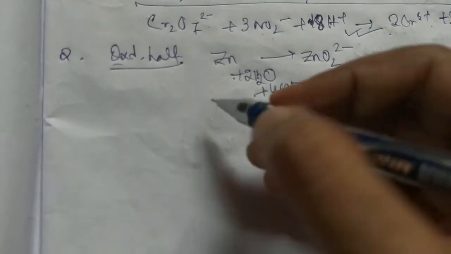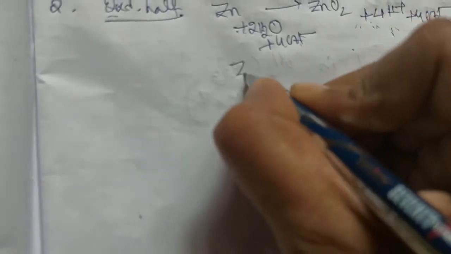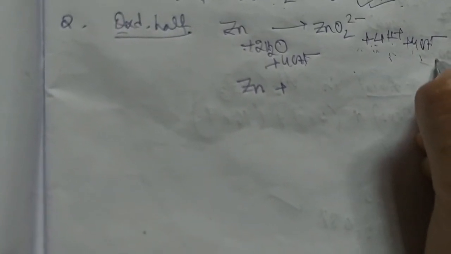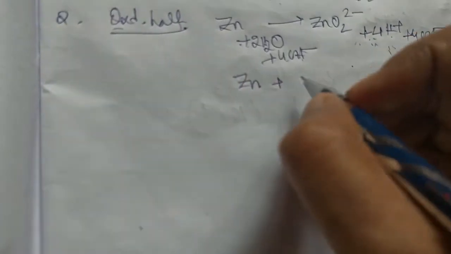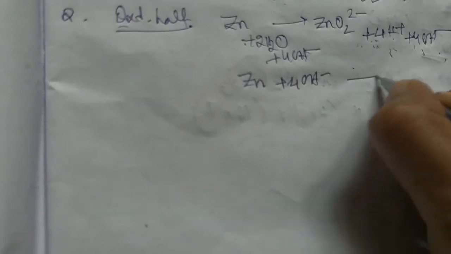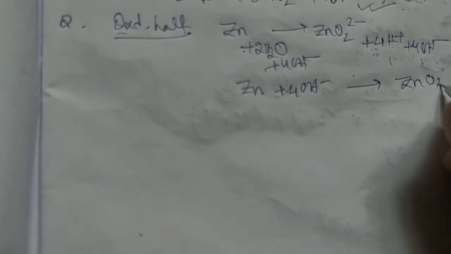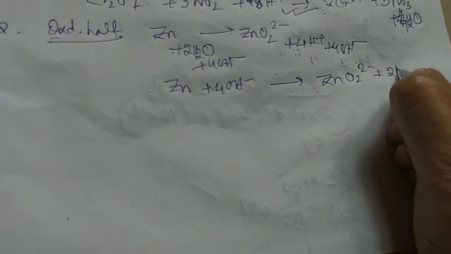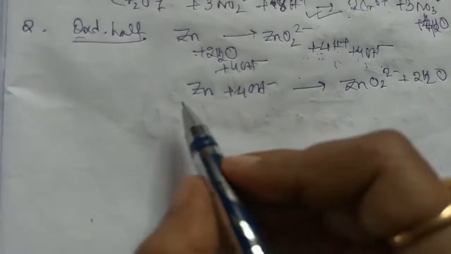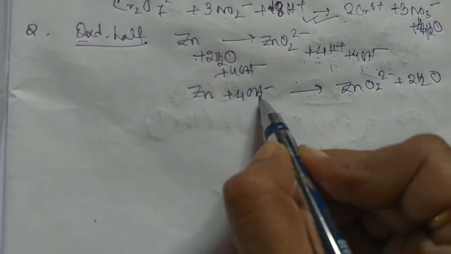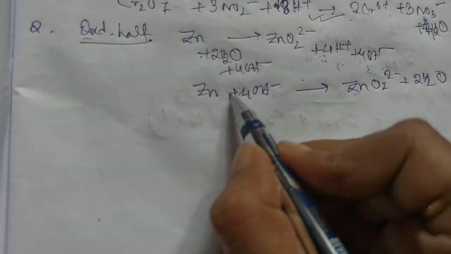So now one more step, you just need to write here Zn plus, now see 4H plus 4OH minus, that means it is 4H2O and here it is 2H2O. So just by cancelling 2OH minus on this side, we'll write here 2H2O. Now see, everything is balanced. Zinc 1, oxygen 4, so here 2 plus 2, 4 oxygen, hydrogen 4.